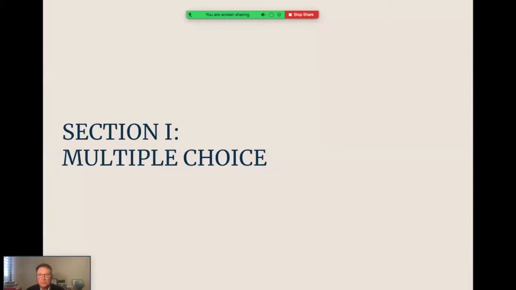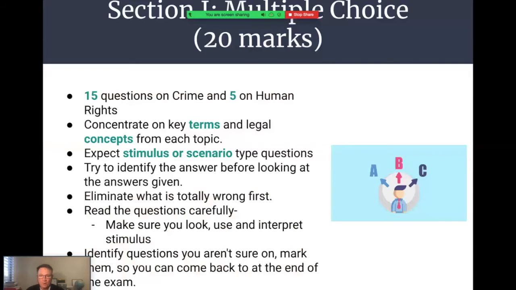Okay, let's move on to the multiple choice section. We've already found out that there is a certain number of multiple choice questions focusing on human rights and crime. And if we get more detail, the requirement is that there's 15 questions that focus on crime and 5 questions that focus on human rights.